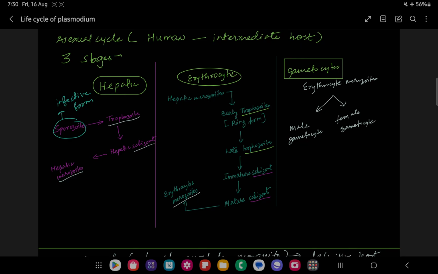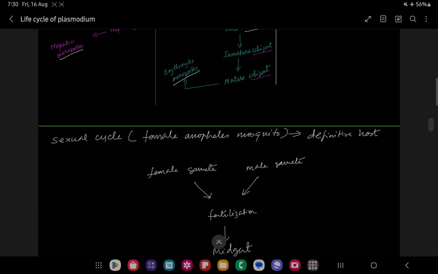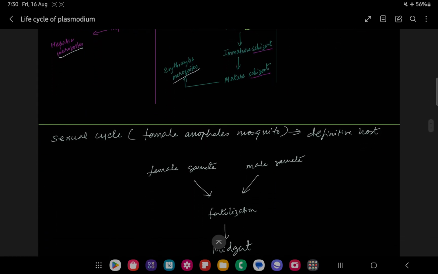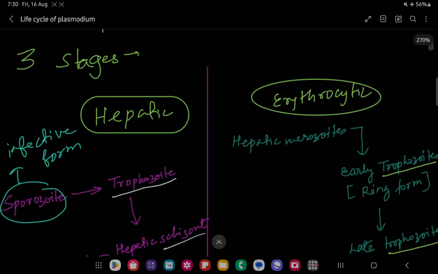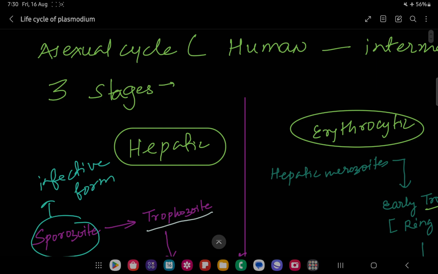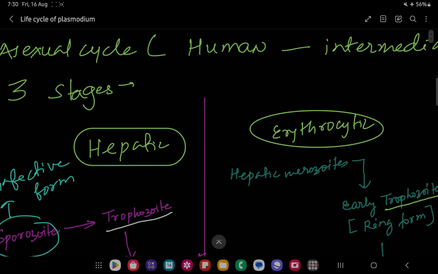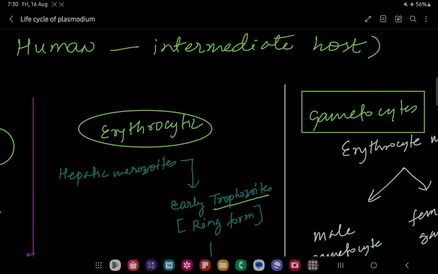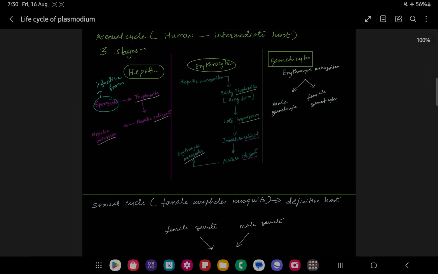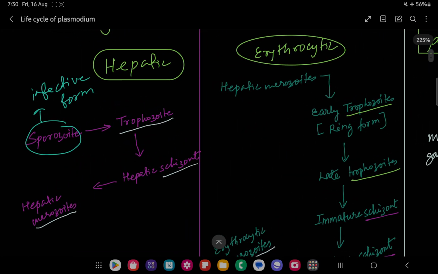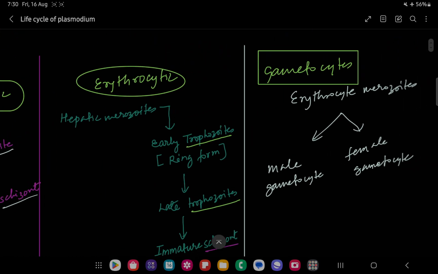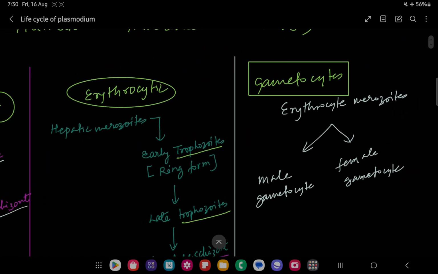I have divided this life cycle of Plasmodium into two parts. First is the asexual cycle and then the sexual cycle. The asexual cycle takes place in the human, and the human is called an intermediate host. It has three stages. The first stage is called hepatic, then erythrocytic, then the third one is gametocytes.